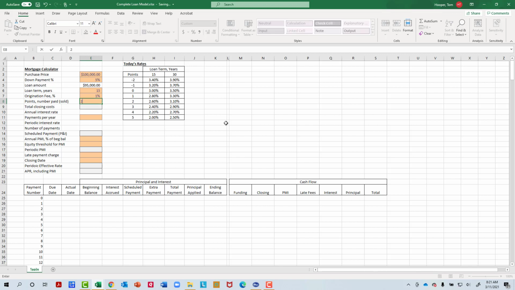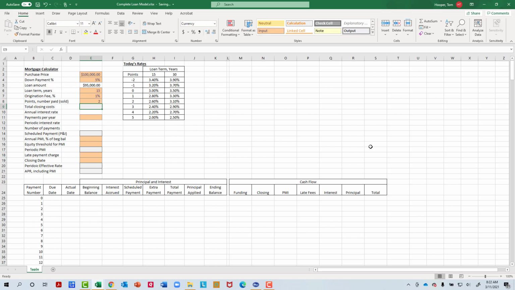So let's say we pay 2 points, and what the bank says is, if you'll pay 2% of this original loan amount, then we'll come over to today's table and say for 2 points, you can get a 15-year loan for 2.6% or a 30-year loan for 3.1%. These are completely made up numbers. You'd have to go to the bank for some exact numbers.